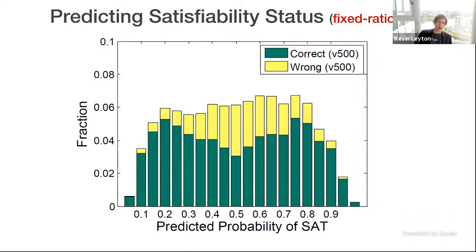So from that work, here are the models that we built at the time, and here's how they worked. These models predicted a probability of SAT. They didn't just predict a discrete class of whether something was SAT or not. And you see that as the model became less certain about the satisfiability status, it also became more wrong. So the model was relatively calibrated in its predictions.